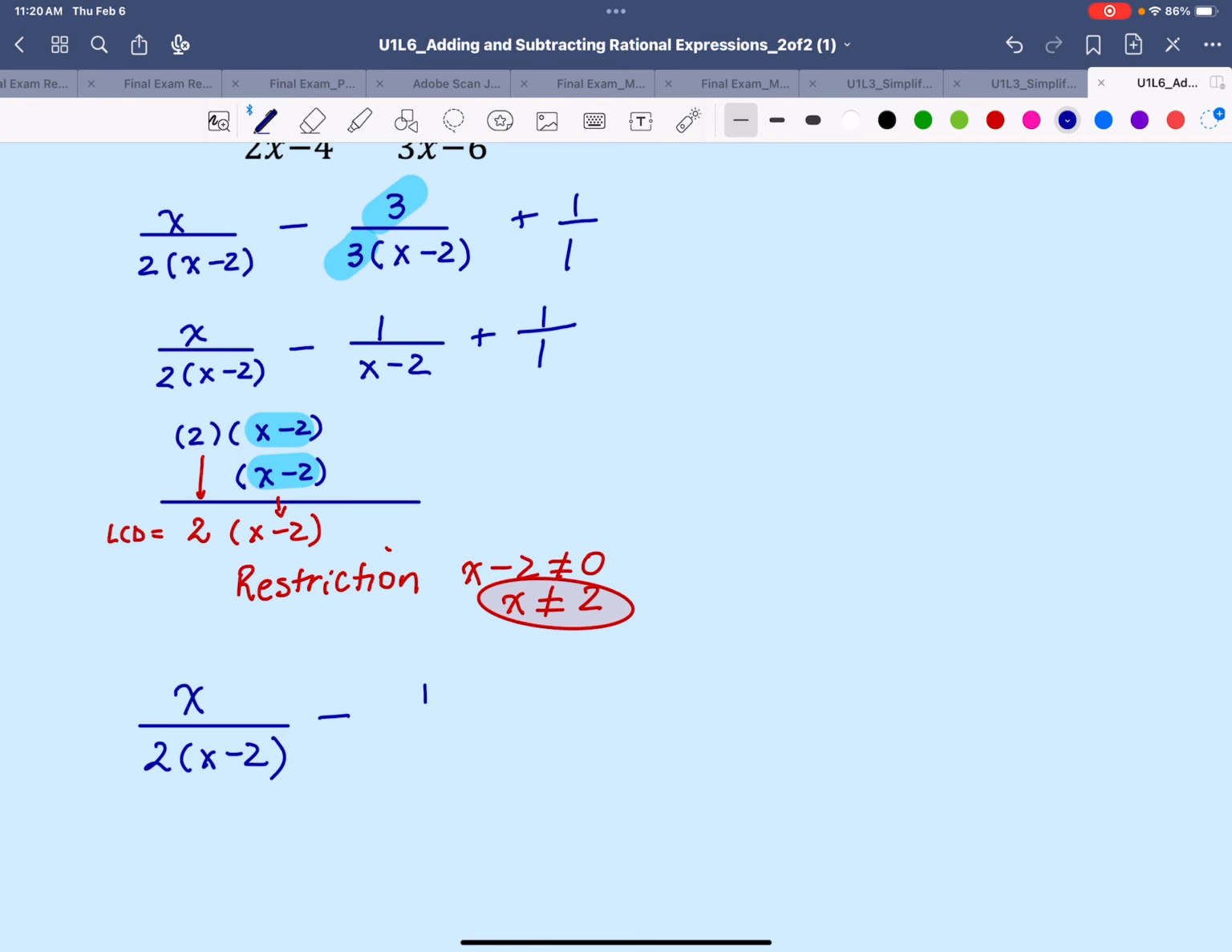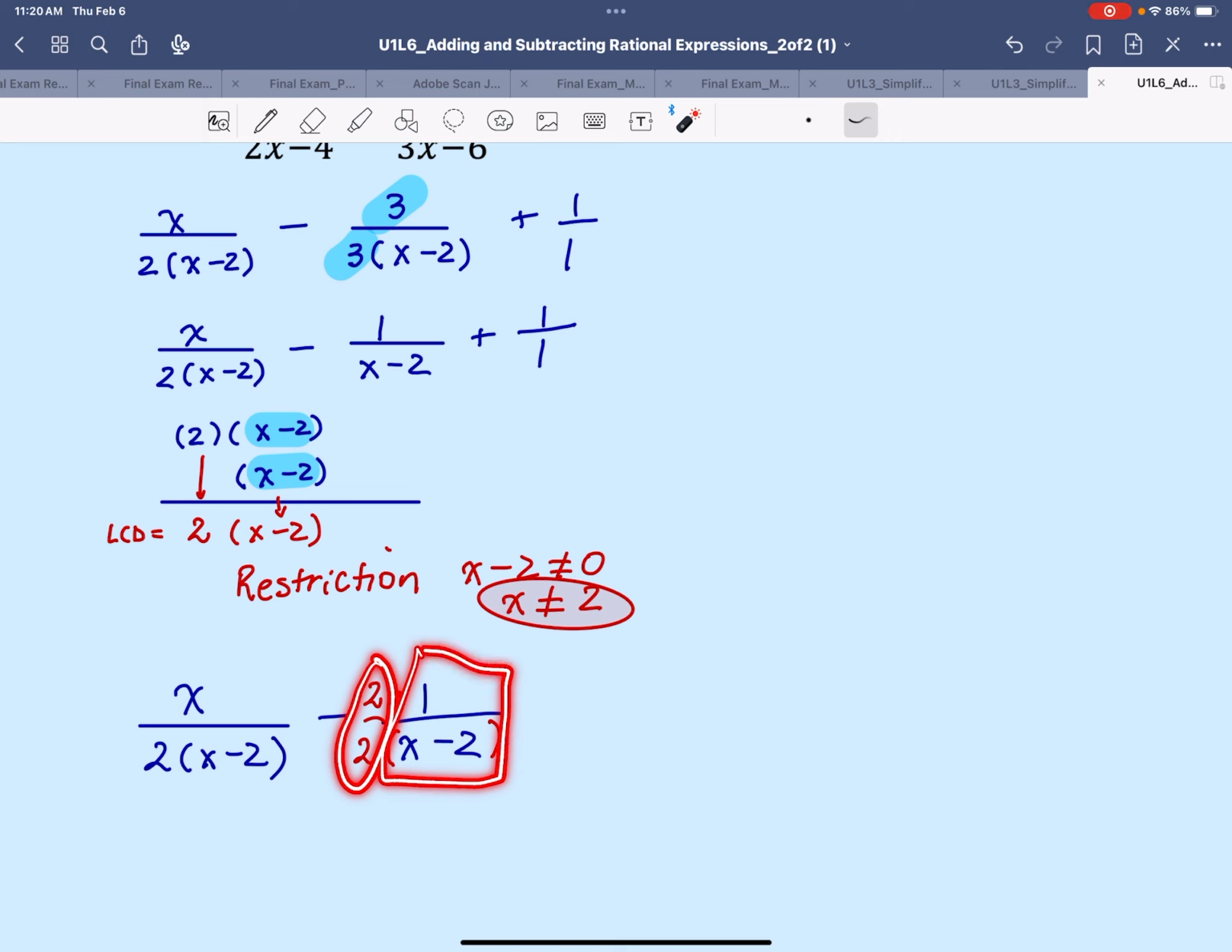And then we have minus 1 over x minus 2. Now, x minus 2 here is going to need a factor of 2, so we'll multiply it by 2. Because we have to multiply by a binomial here, the binomial has the same brackets, and also we need to multiply the numerator by the same number, number 2, so that we ensure that overall we have multiplied the entire rational expression by 2 over 2, which is 1.